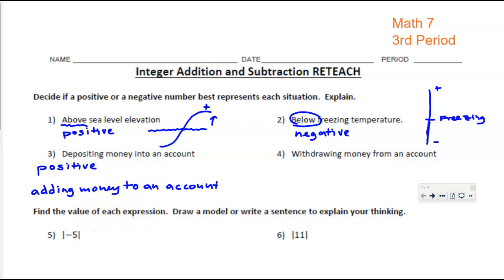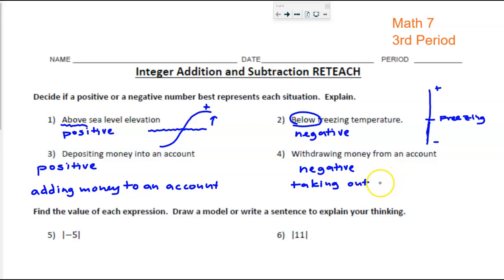And that gets right to the heart of the matter, withdrawing money from an account. Is that going to be a positive or a negative, withdrawing money from an account? Great, let's go, Alexa. Yeah, this is negative. Why is it negative? What does it mean to withdraw money, and why is that going to be negative?